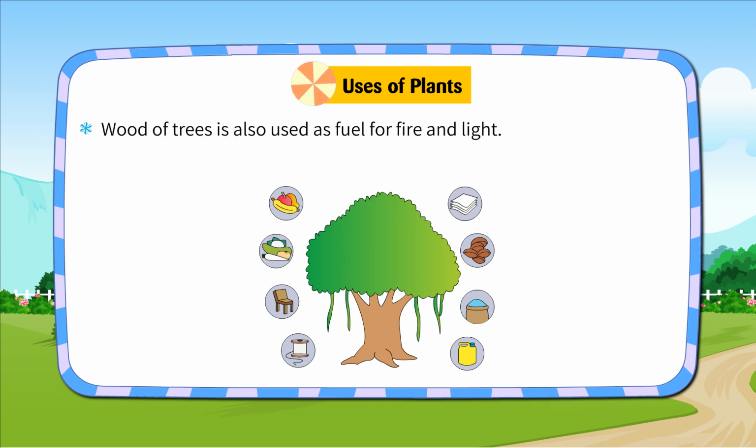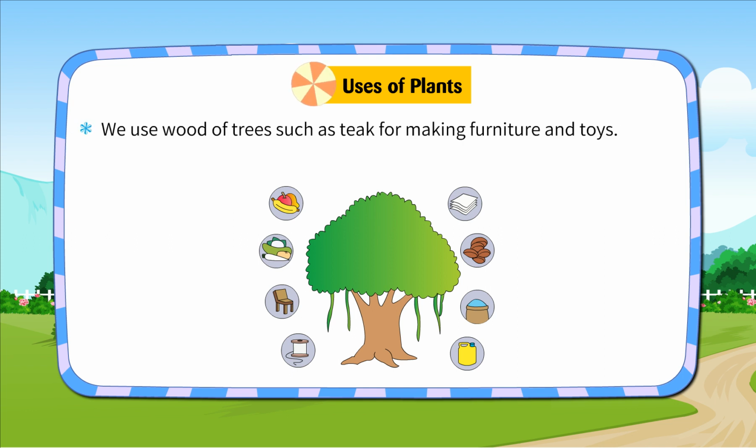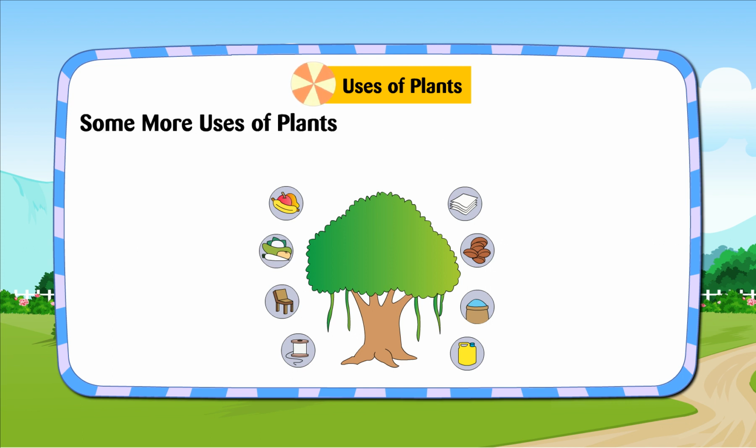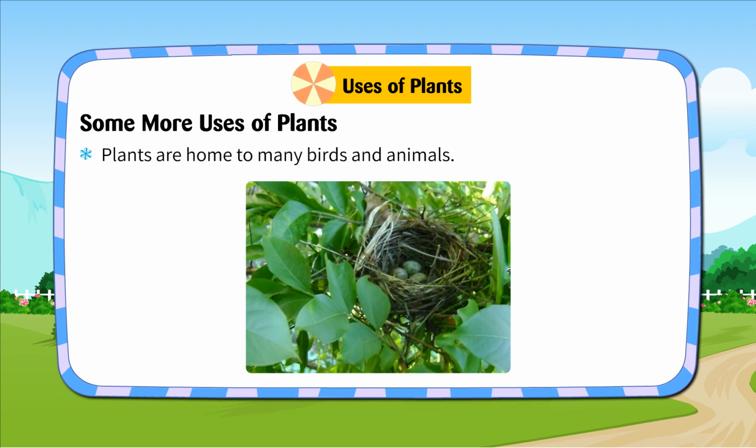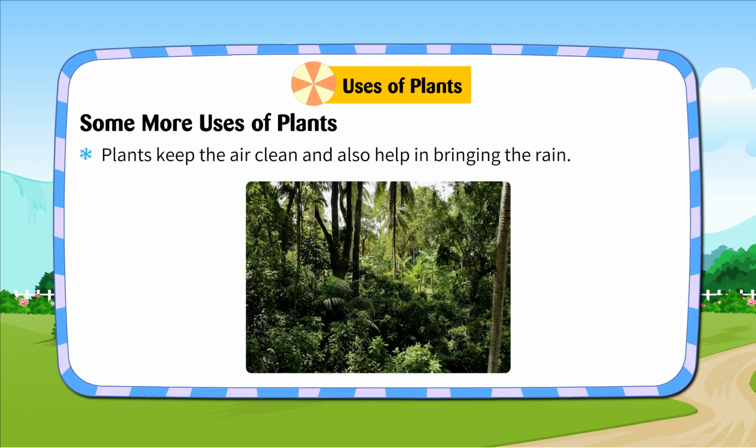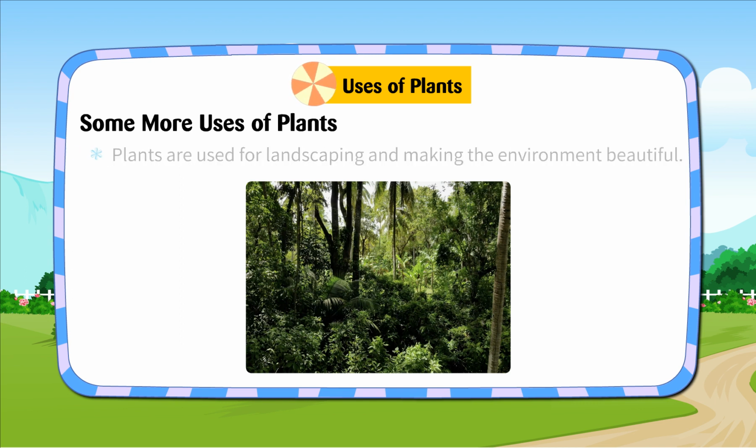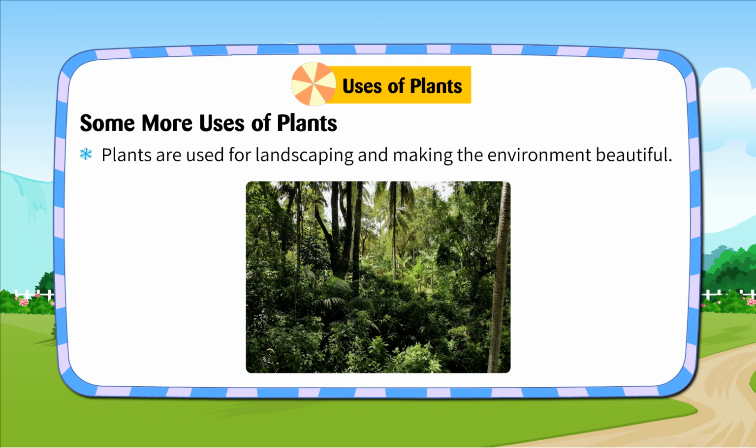Wood of trees is also used as fuel for fire and light. Plants also give us rubber and paper. We use wood of trees such as teak for making furniture and toys. Some more uses of plants. Plants give us shade. Plants are home to many birds and animals. Plants keep our air clean and also help in bringing the rain. Plants are used for landscaping and making the environment beautiful.